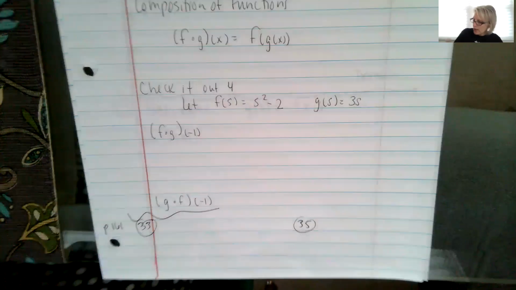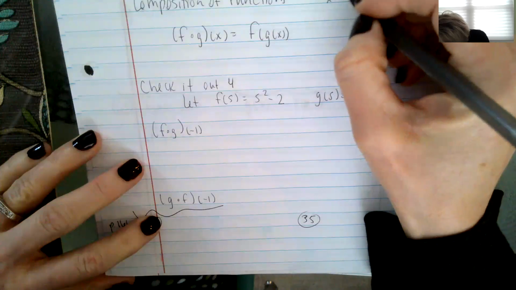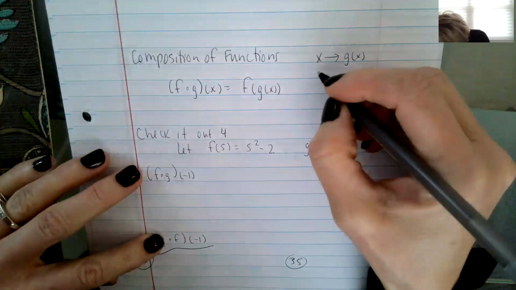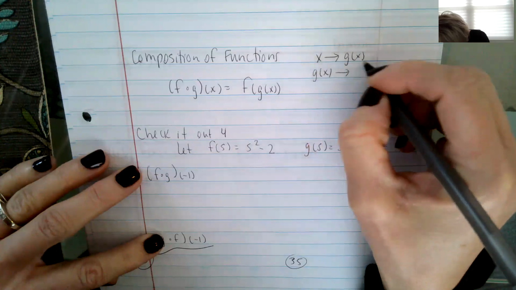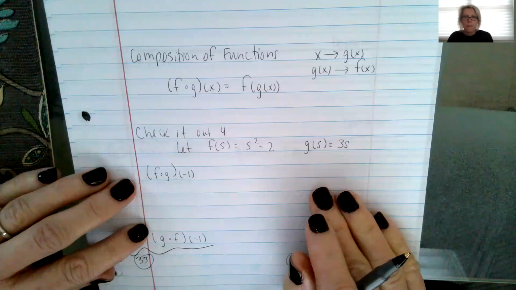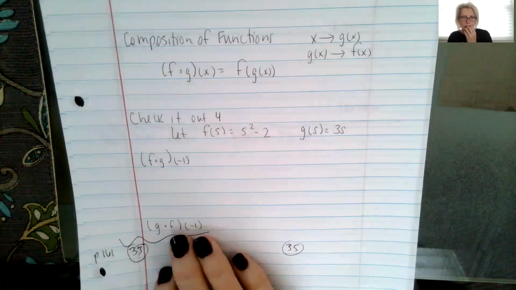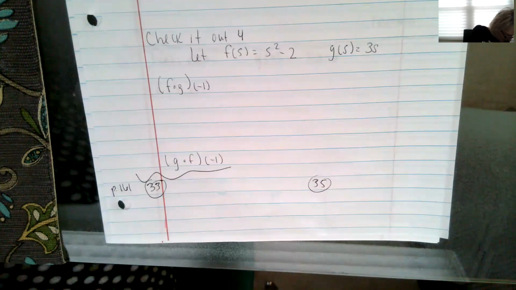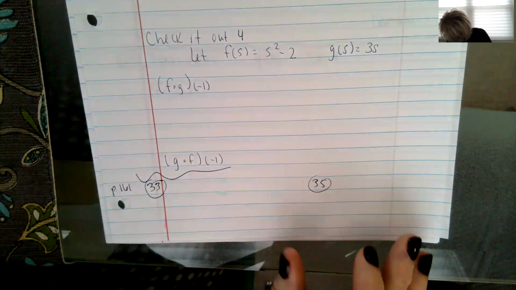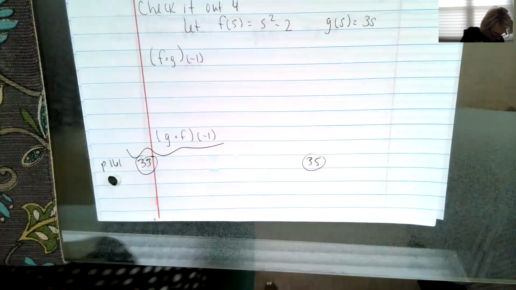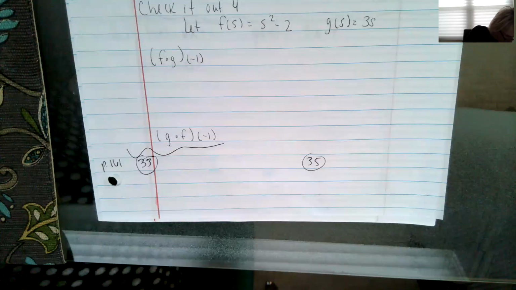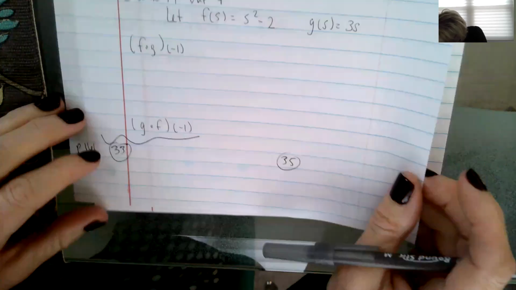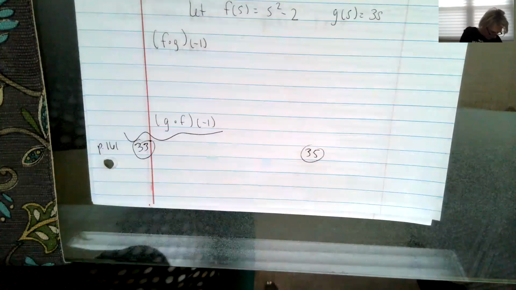So let's write that here. X goes into the g of x function. Okay. And then g of x goes into the f of x function. So let's look actually at 33 and 35 first before we do this. Let's look at this in a table form first.